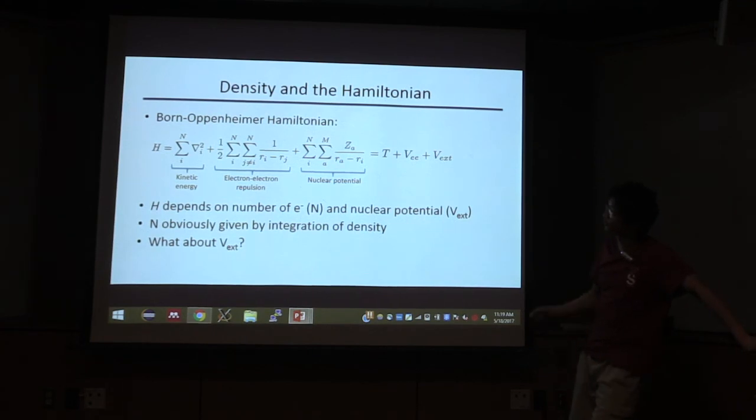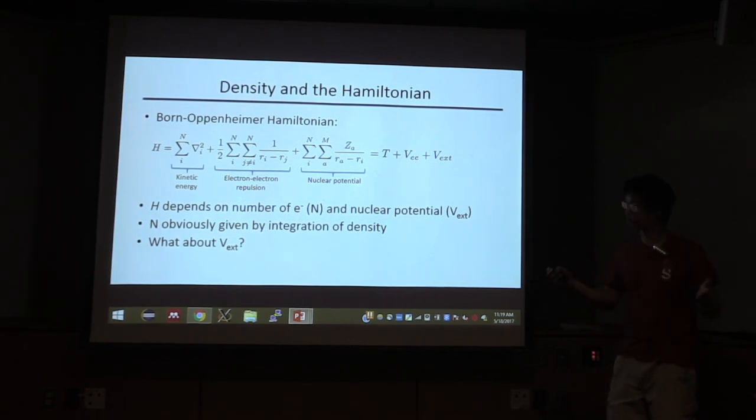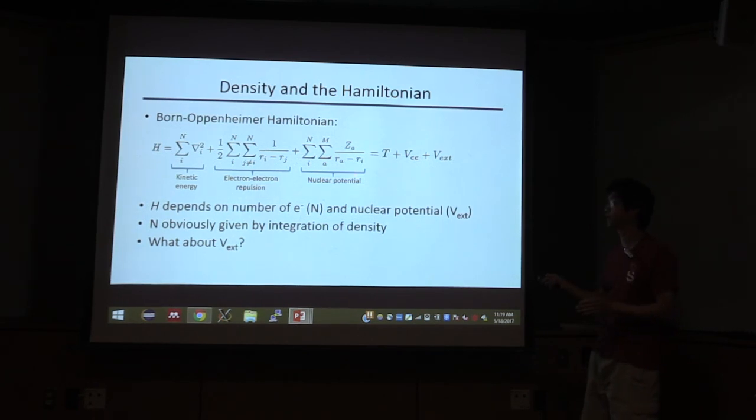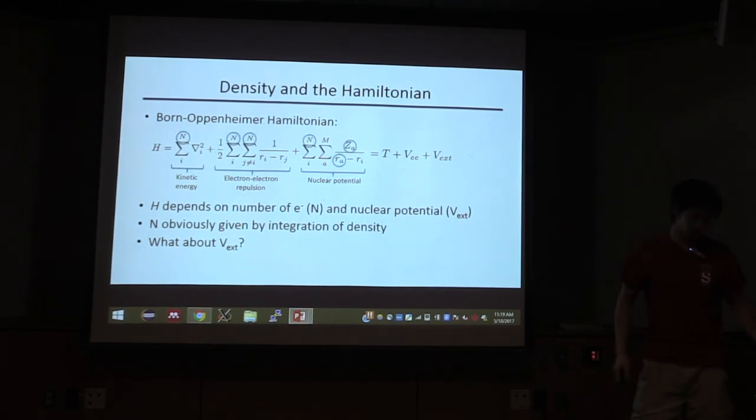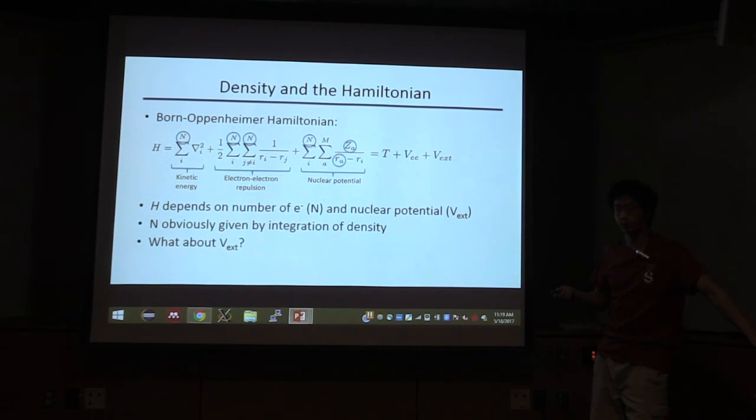If you look at this equation, it may not be obvious, but from system to system, that is between different molecules, the form of the operators for kinetic energy and V_EE doesn't change. They'll be the same for any system you choose. What does change is the nuclear potential, in particular the position of the nuclei and the nuclear charge. So to define the Hamiltonian, we really only need to define the number of electrons as well as the nuclear positions and charges.